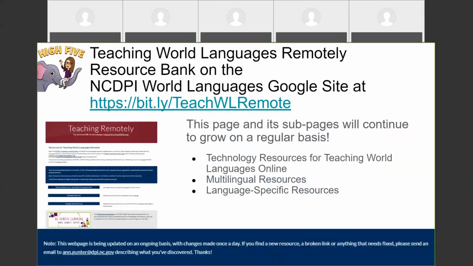We also want to encourage you to go to the Teaching World Languages Remotely resource bank that we have growing. The main landing page is accessible at bit.ly/teachwlremote, and it has three subpages where you'll see some of the materials we've been sharing today linked up so you can get to them easily. One is specifically technology resources for teaching world languages online, so the digital tools we talked about will be posted there if they're not already. We have a page on multilingual resources, with resources, ideas, and tasks that can be used in any language being taught. And then we have a language-specific resources section, with things for the languages that we teach here in North Carolina.